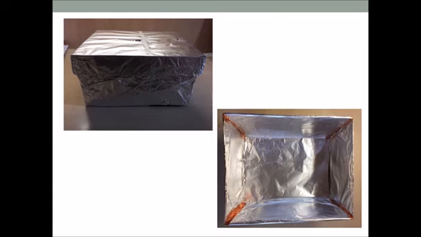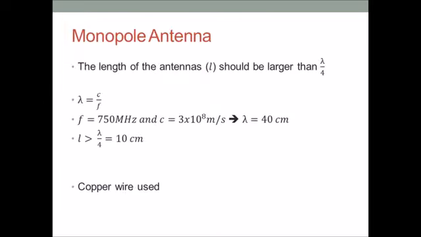The next part was designing the antenna. The length should be larger than lambda over 4, and lambda is calculated as 40 centimeters by c over f. So the antennas were 10 centimeters, and they were built with copper wire.